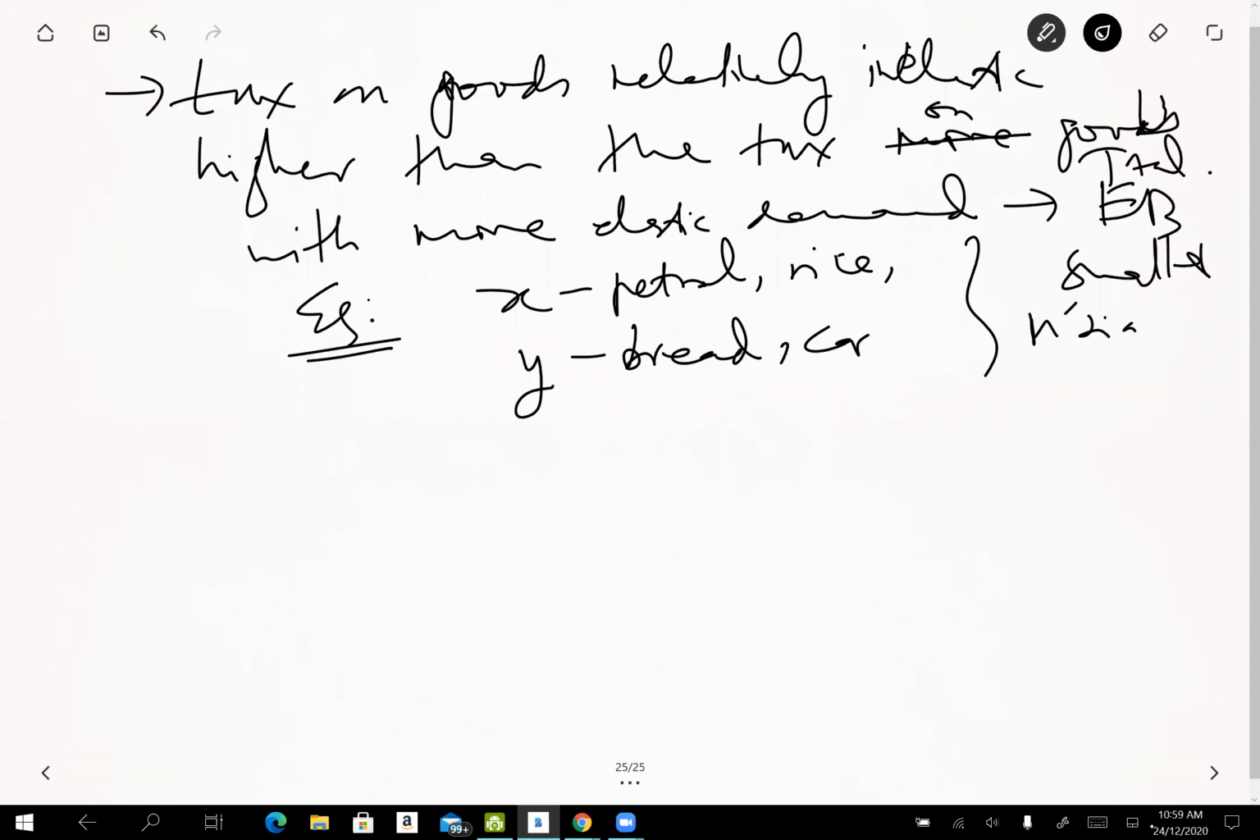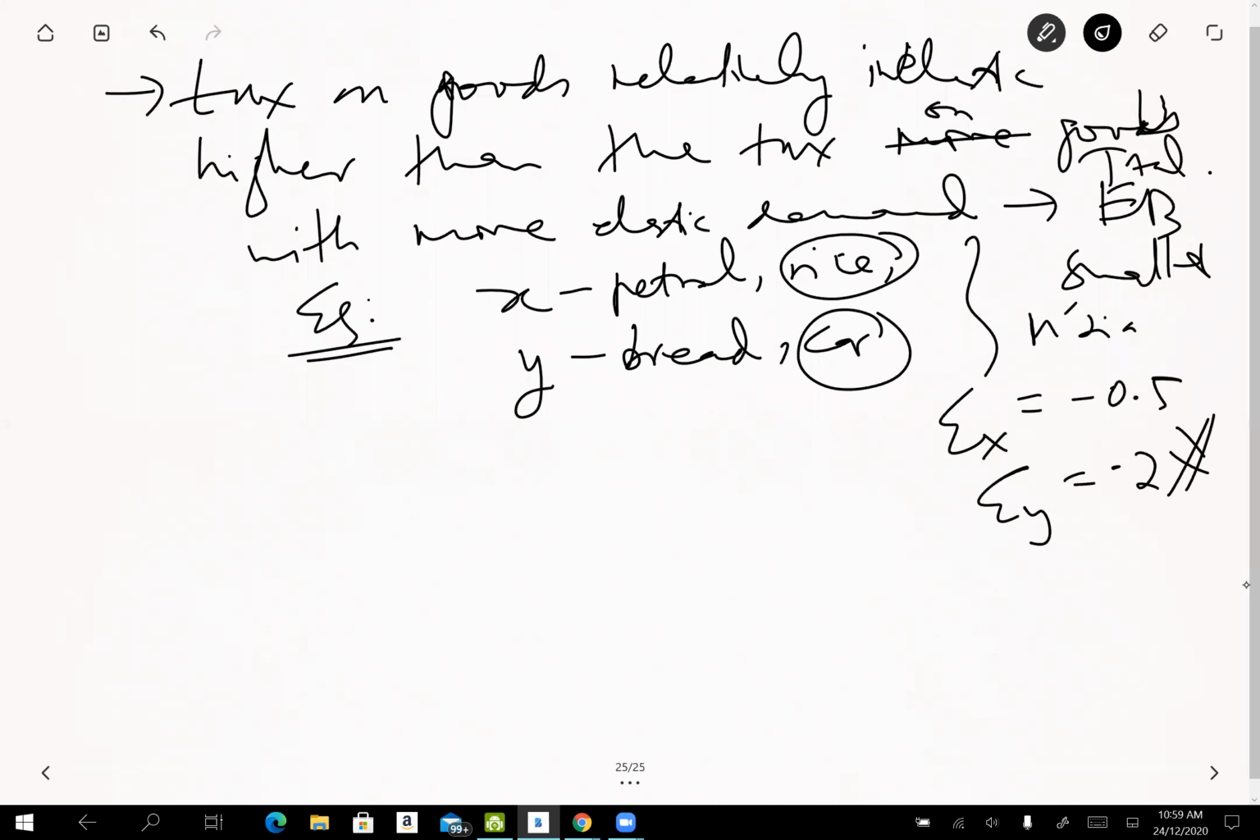For example, EX is equal to negative 0.5, EY is equal to negative 2, and we already have the relationship. Which do you tax higher, rice or car? Rice. Yeah, you tax rice 4 times higher than you tax cars. Okay, so maybe cars, the price is high. Find something good that is not so expensive.